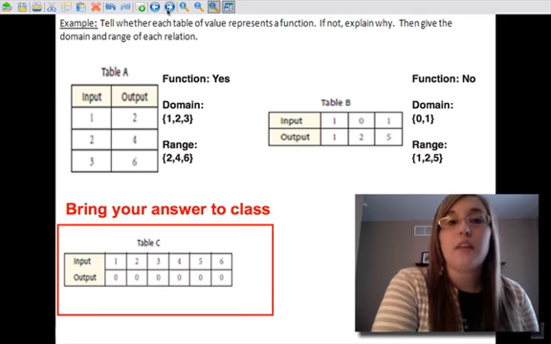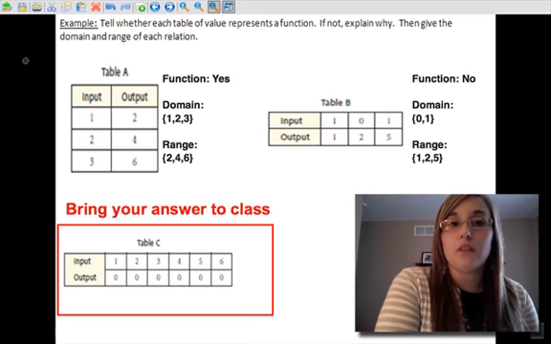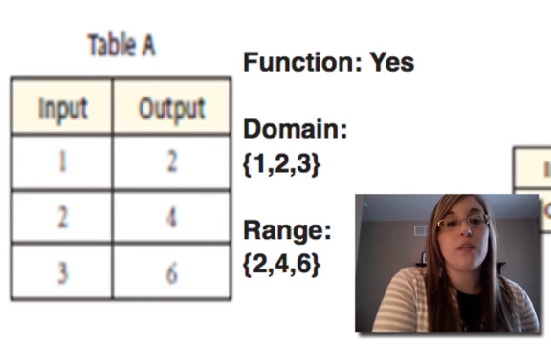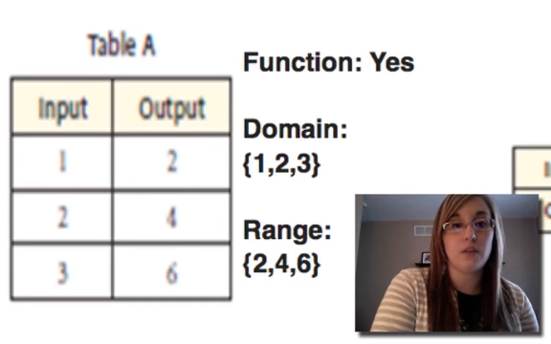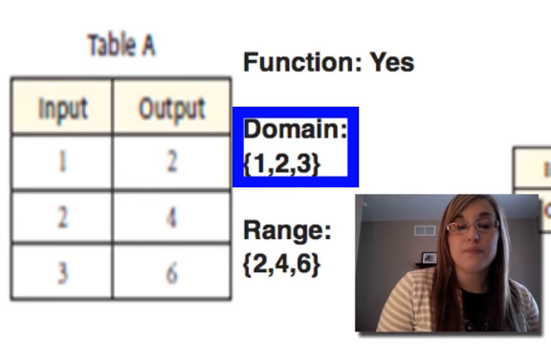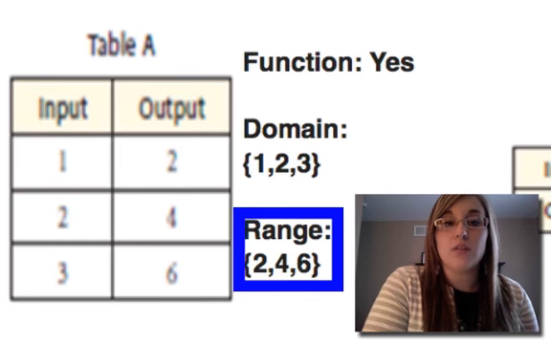All right, now that you've got that done, I've got some examples for you. So we're going to look at two different tables and decide whether we think that that relationship between those two variables represent a function. Then we're going to also identify the domain and range of each relation. So if you look at Table A, it has three different numbers for the input, 1, 2, and 3, and I've identified that here where it says domain, 1, 2, 3. And output is the range, 2, 4, and 6.